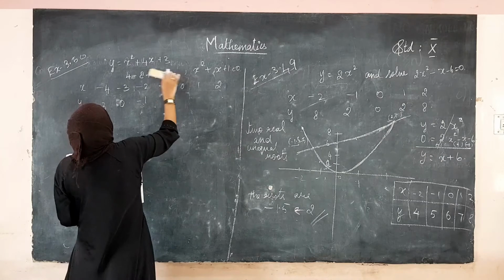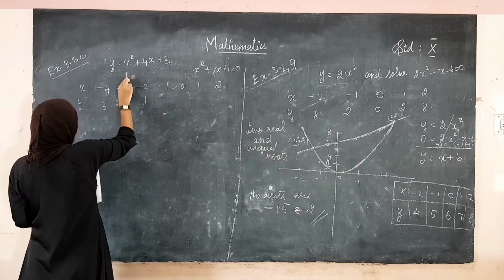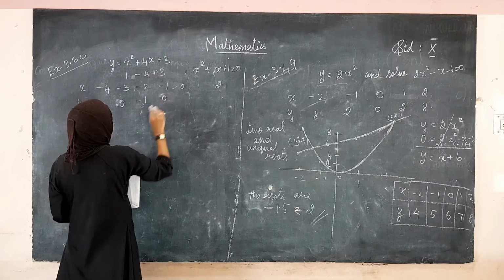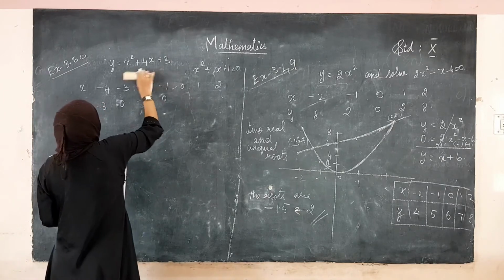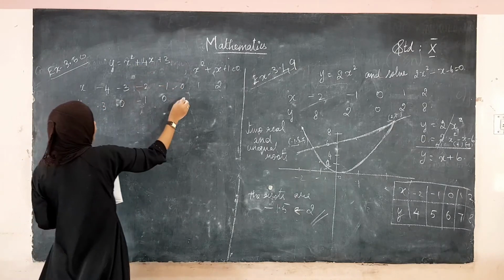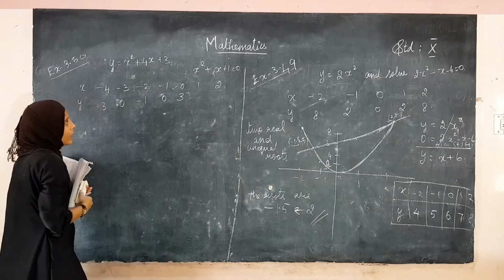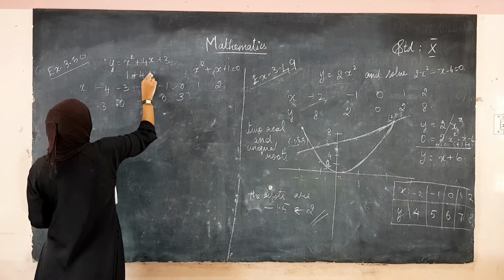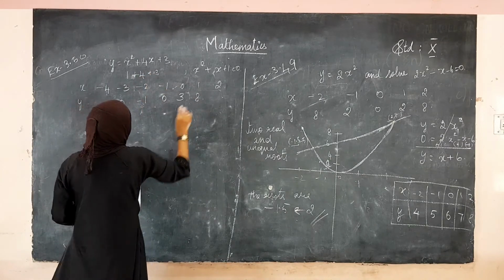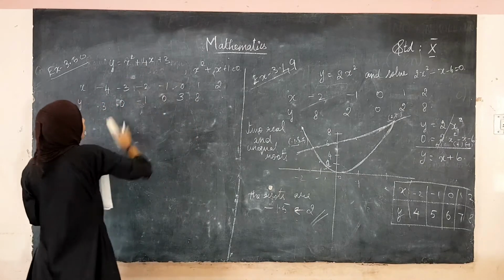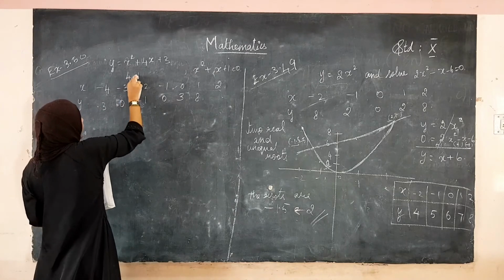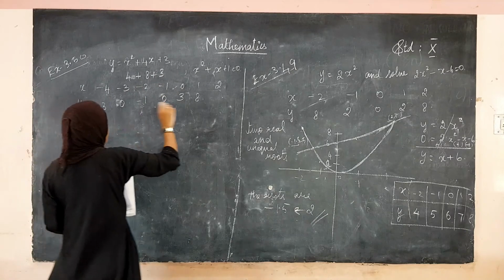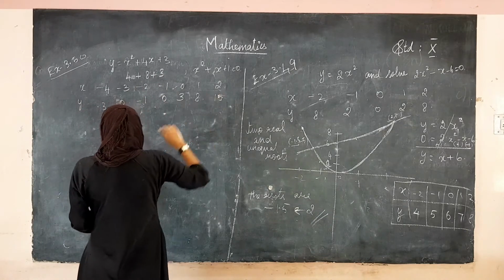So, value for minus 1. Minus 1 the whole square is 1. This becomes minus 4 plus 3. 4 minus 4 is 0. And again for 0. 0 plus 0 plus 3. Therefore, value is 3. And again for 1. What happens? 1 square is 1 plus 4 plus 3. The value will be 8. Again for 2, 2 square is 4 plus 4 into 2 is 8 plus 3. 8, 11 plus 4, 15.